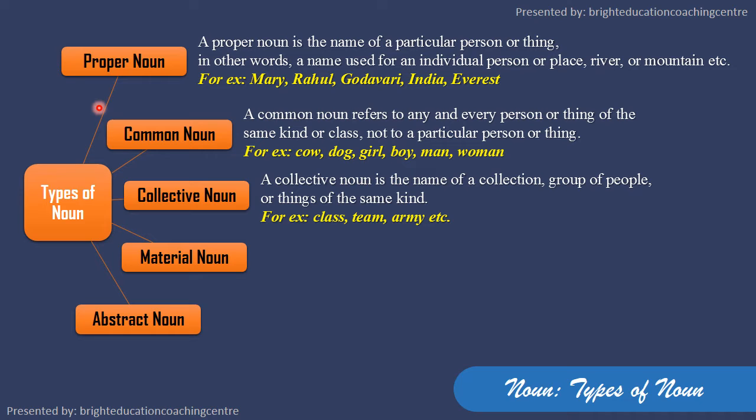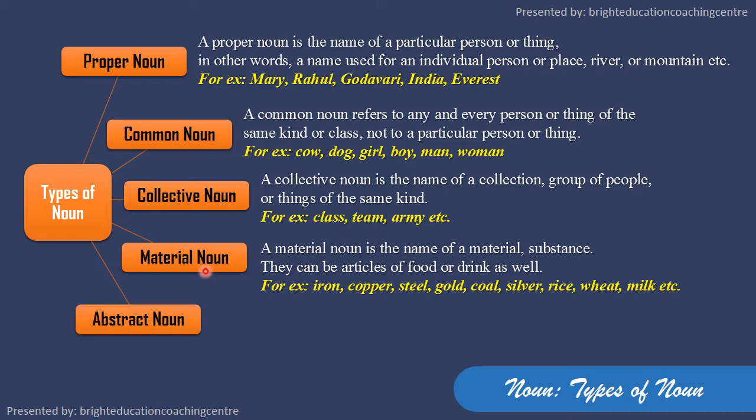Let's move on to the fourth part, which is material noun. A material noun is the name of a material substance, and they can be articles of food or drinks as well.